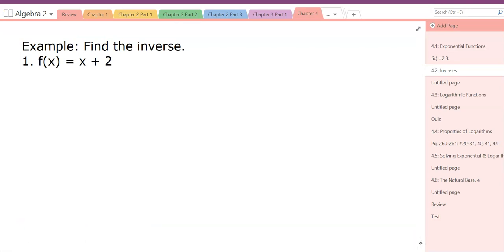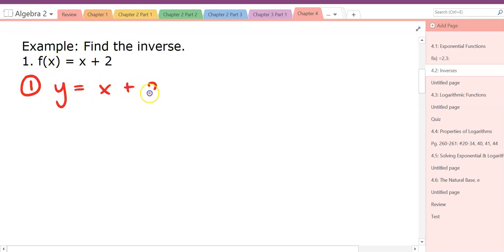So step 1, if I follow my steps up above, is to replace where it says f of x, change that so it says y. So this is now going to say y equals x plus 2. Okay, step 2 is to take my x and my y, so up here in my equation where you see y and where you see x, you need to flip them around. So instead of it saying y equals x plus 2, it's now going to say x equals y plus 2.